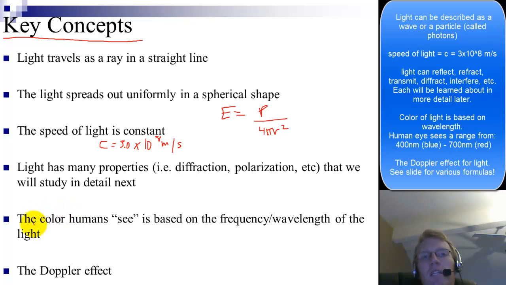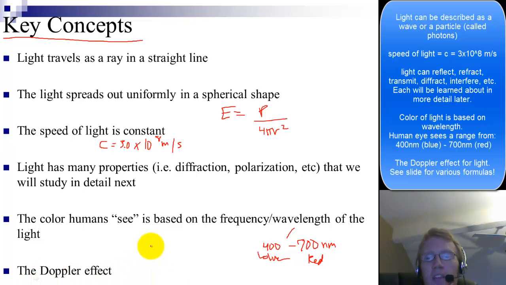The next thing is that colors that humans see is based on the frequency and or wavelength. Typically, frequency and wavelength are interrelated, so if you know one, you can find the other. But typically we use wavelength to characterize the light, and the range that humans see is again 400 to 700 nanometers, 400 being blue and 700 being red. And then the Doppler effect, which we just talked about. So that wraps up chapter 16. And then next we'll dive into chapter 17, 18, and 19, which are all the very specific effects of light.